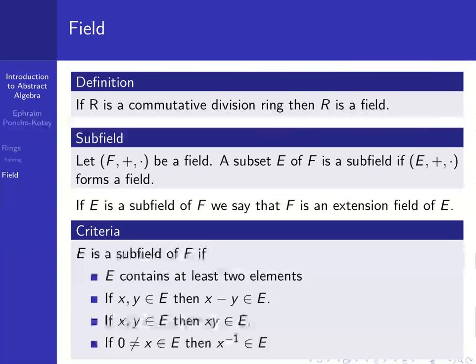Secondly, if you pick any two elements, their difference, that is S and Y, then S plus the additive inverse of Y should be in E. Then if I pick S and Y, the product of S and Y should also be in E. Now, every non-zero element in E should have an inverse. So if you want to check the criterion for a subfield, you just need to show these four axioms. Then you'll be good to go.